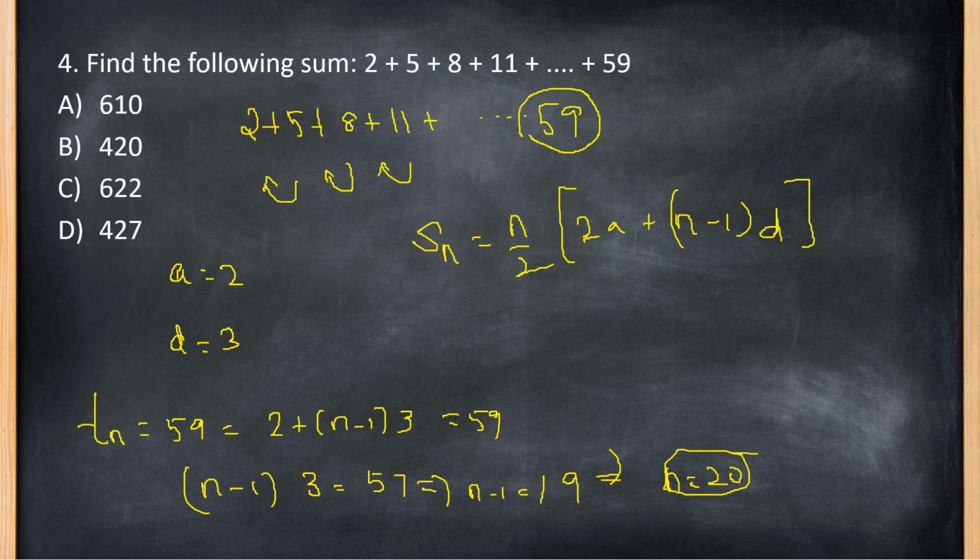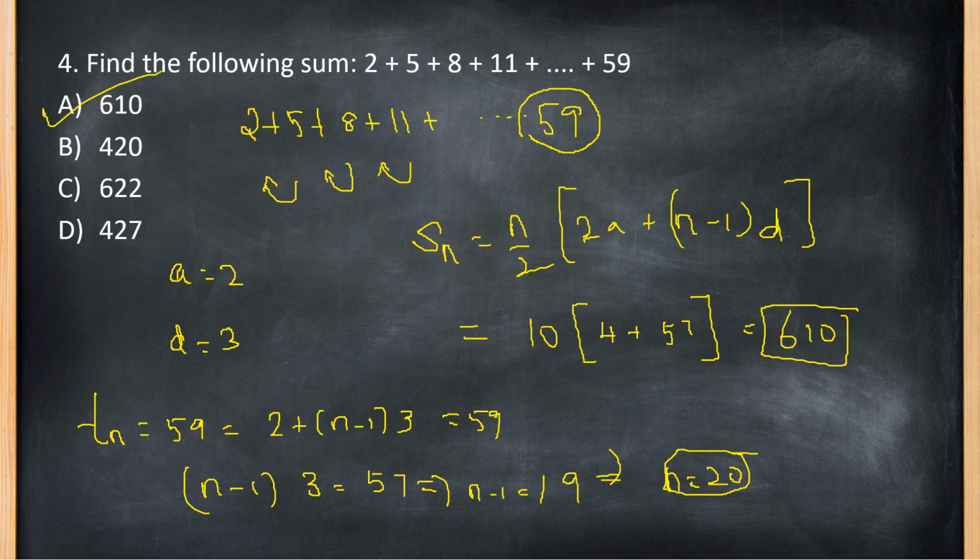Once I find the value of n, I can easily find the sum. So 20 by 2, which is 10, and 2a is 4, plus (n minus 1), 19 into 3. 19 into 3 is 57. So 57 plus 4 is 61, into 10 gives me 610, and that's the sum of the values, which is option A.